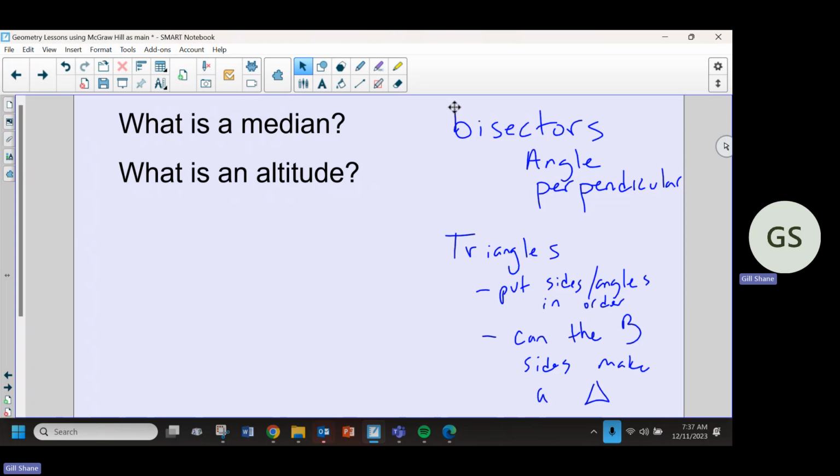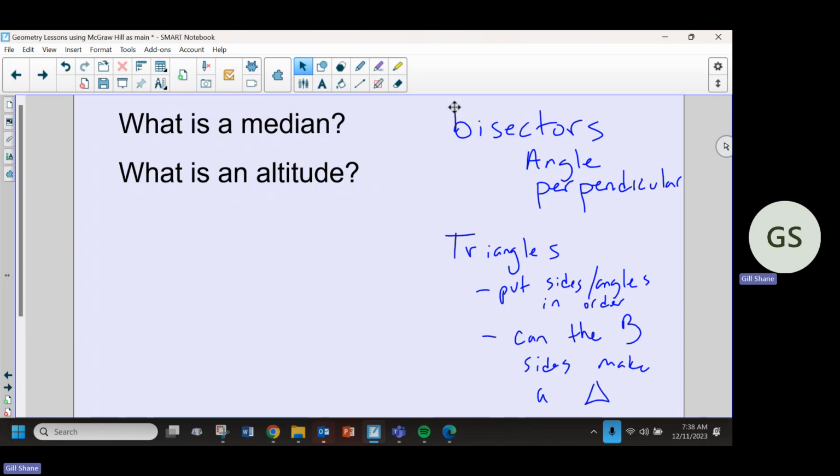Yeah, remember median. For those of you that were not here, this is your super short, quick review. We said a median is a line drawn, when it refers to triangles, from the vertex of a triangle to the opposite side, to the midpoint of the opposite side. So from the vertex to the opposite midpoint.